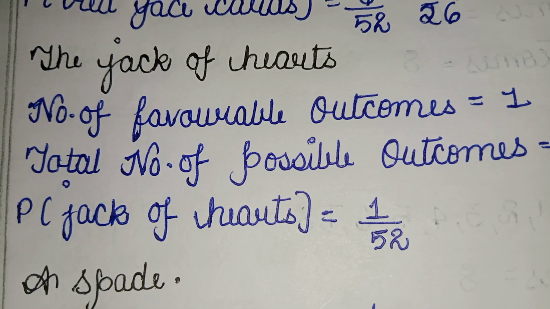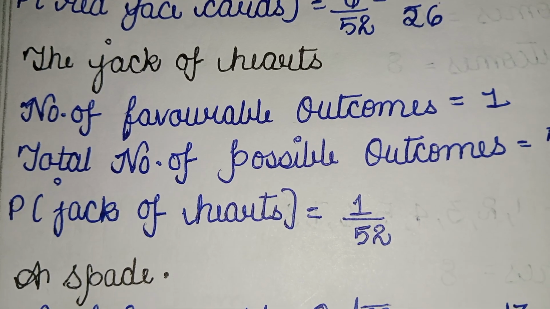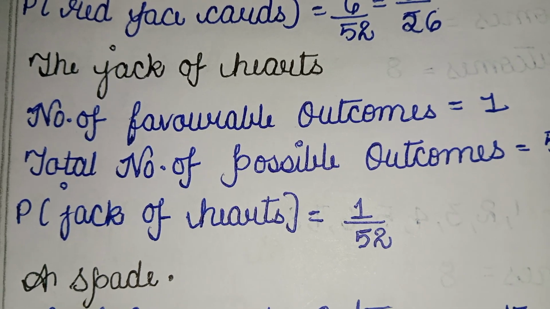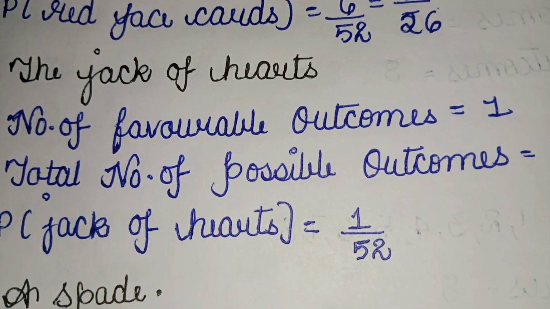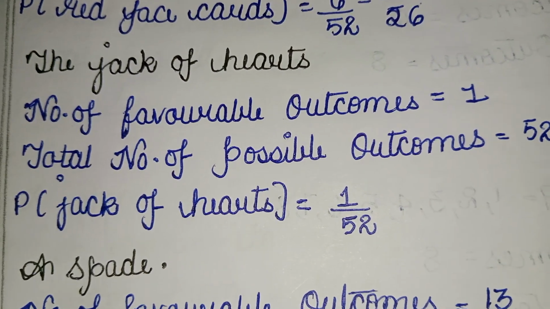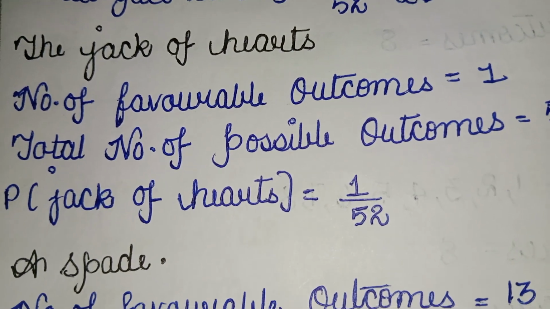Next question. The jack of hearts. How many are there in the hearts? How many jacks are there in that? There is only one jack. So favorable outcomes is equal to 1. Total possible outcomes is equal to 52. The probability of jack of hearts is equal to 1 by 52.